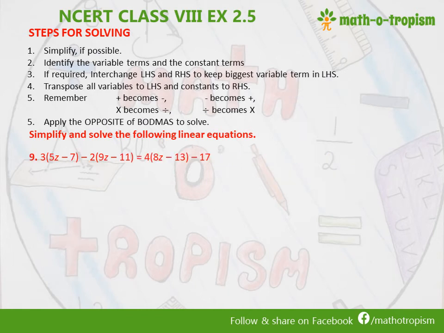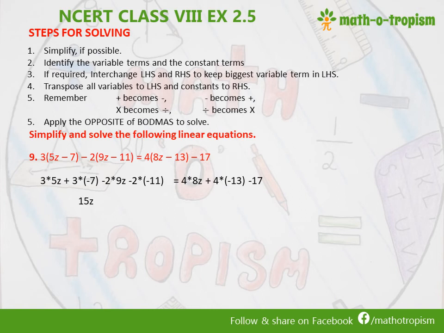Next is 3 into (5z minus 7) minus 2 into (9z minus 11) is equal to 4 into (8z minus 13) minus 17. First we need to simplify. So 3 into 5z plus 3 into minus 7, minus 2 into 9z, minus 2 into minus 11, is equal to 4 into 8z plus 4 into minus 13 minus 17. Similarly, count the number of minuses in each term. Odd gives a negative, even gives a positive.